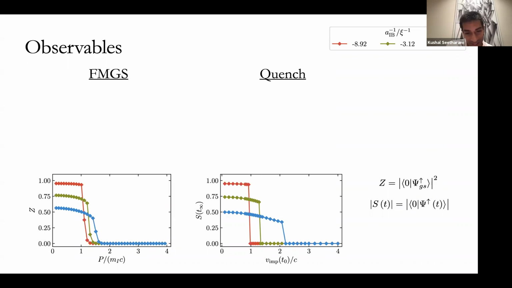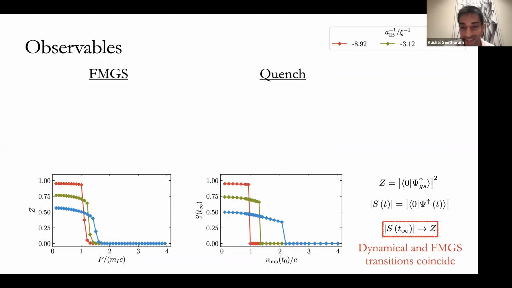This is where I said you'll notice that the discontinuities on the right plot seem to happen at different momentum than on the left, but there's actually some analytical arguments you can give that show that the late time Loschmidt echo really should go to the quasi-particle residue, which is why we believe that while we find the transition clearly in both the dynamics as well as the ground state, the difference between the critical points is really one of numerics.